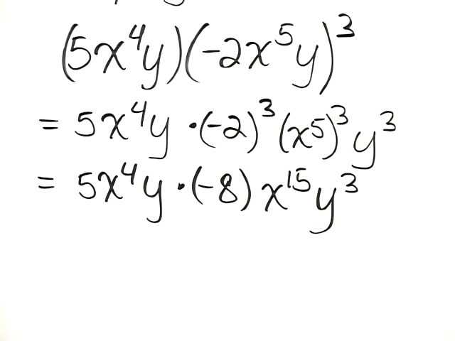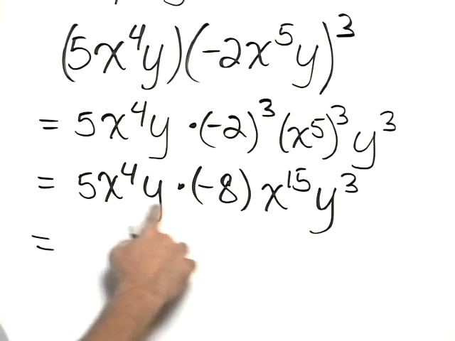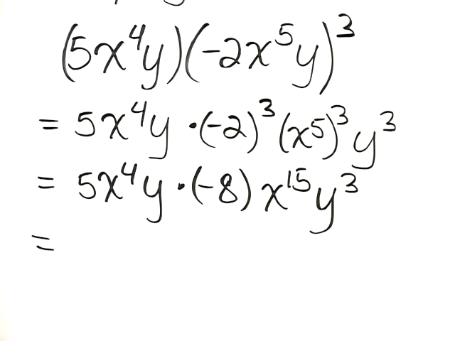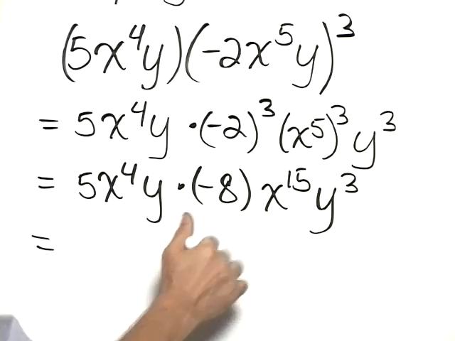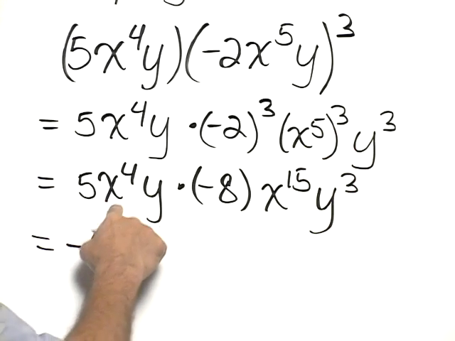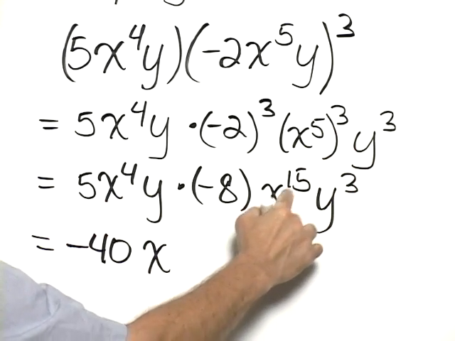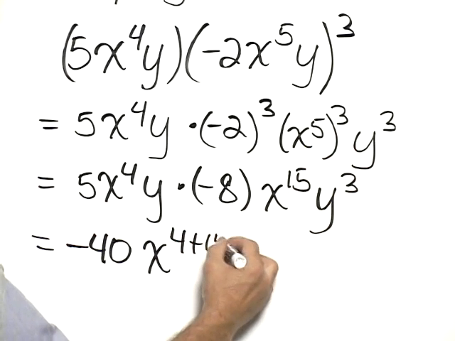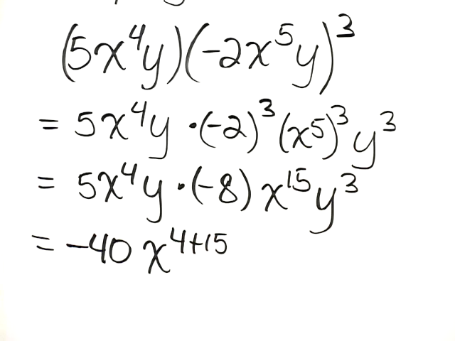Now what we can do is combine together the constants. 5 times the negative 8 is negative 40. x to the fourth times x to the 15th, we add together the 4 and the 15.